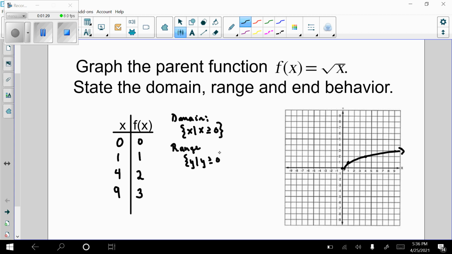There's no negative values. And for my end behavior, as x goes to negative infinity, end behavior does not exist because I cannot go past x equals 0. I cannot continue on to the left. I can, however, go to the right. So as x heads to infinity, f of x is also growing slowly. It's going to infinity as well.